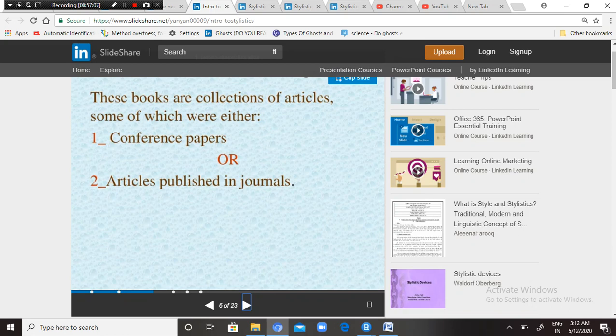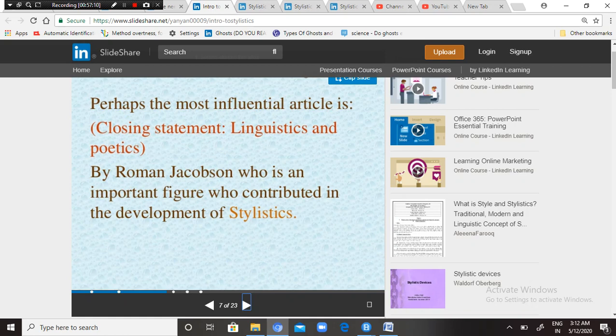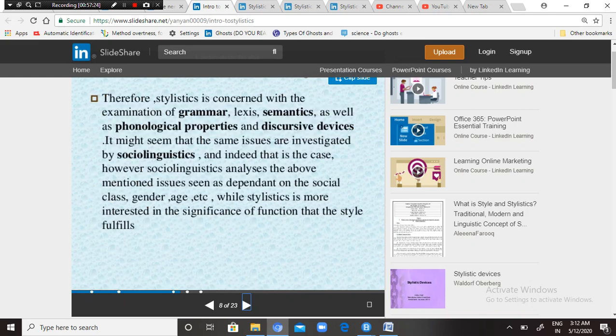Okay, and next, perhaps the most influential article is the closing statement, Linguistics and Poetics, by Roman Jakobson, who is an important figure who contributed to the development of stylistics. Stylistics is therefore concerned with the examination of grammar, lexicon, semantics, as well as phonological properties and discursive devices.